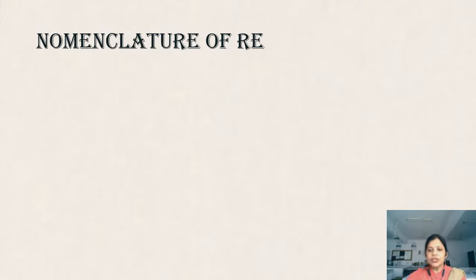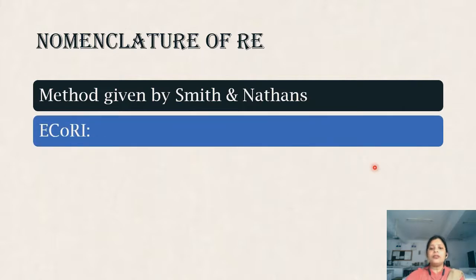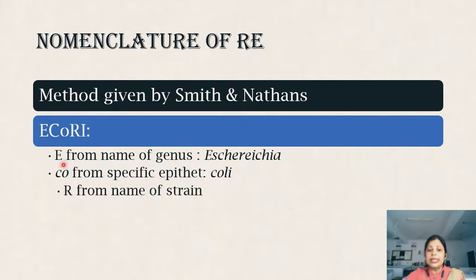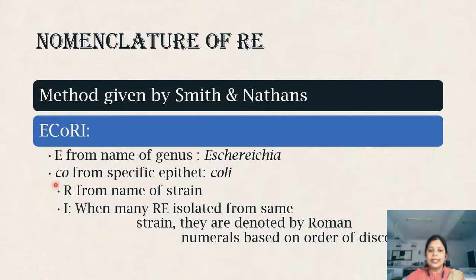Nomenclature of restriction enzyme was given by Smith and Nathans. The naming is done to give information about the source. For example, in the restriction enzyme EcoR1, E comes from the name of genus Escherichia. Co comes from the specific epithet, that is coli. R comes from the name of strain of bacteria, and the Roman numeral 1.